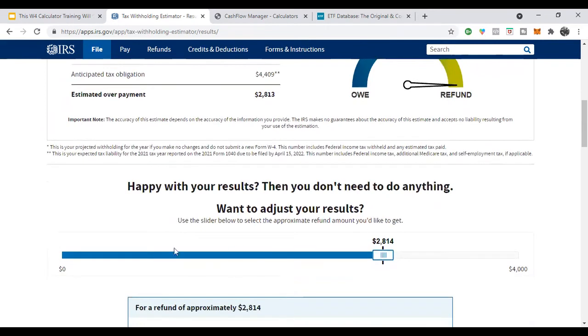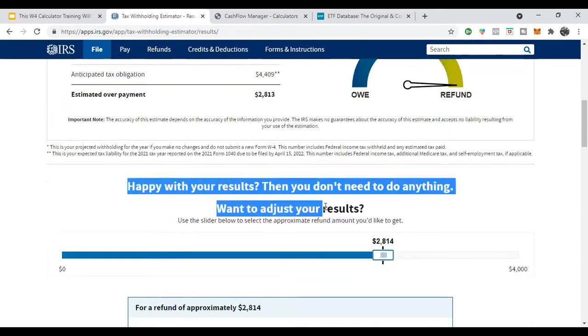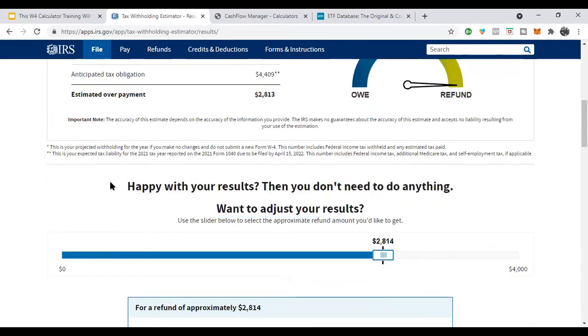When you scroll down, it asks you, are you happy with your results? Then you don't need to do anything. Want to adjust your results? Use the slider tool below to select the approximate refund amount you'd like to get. Their estimated refund was $2,813. Check this out, guys. The IRS is the GOAT for this one.